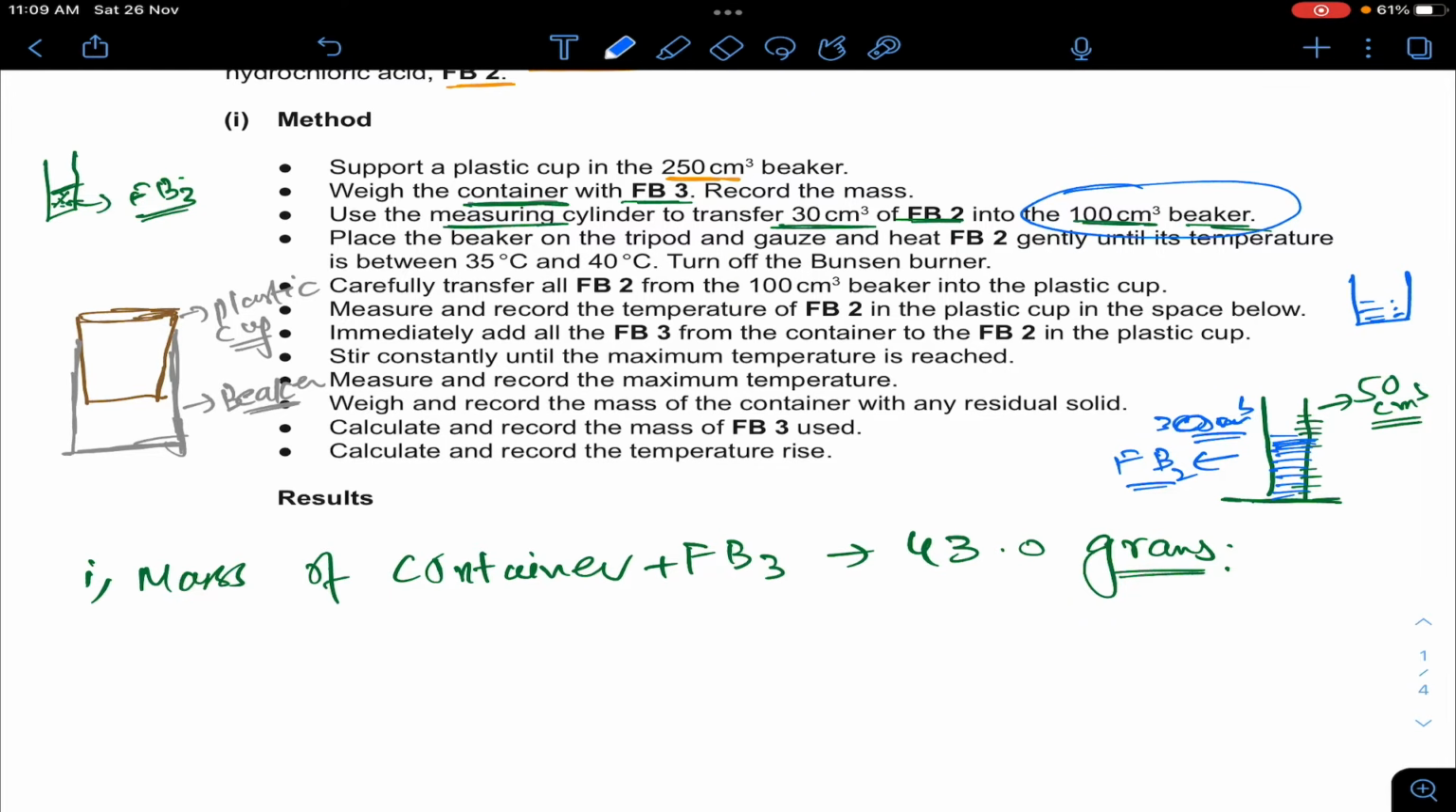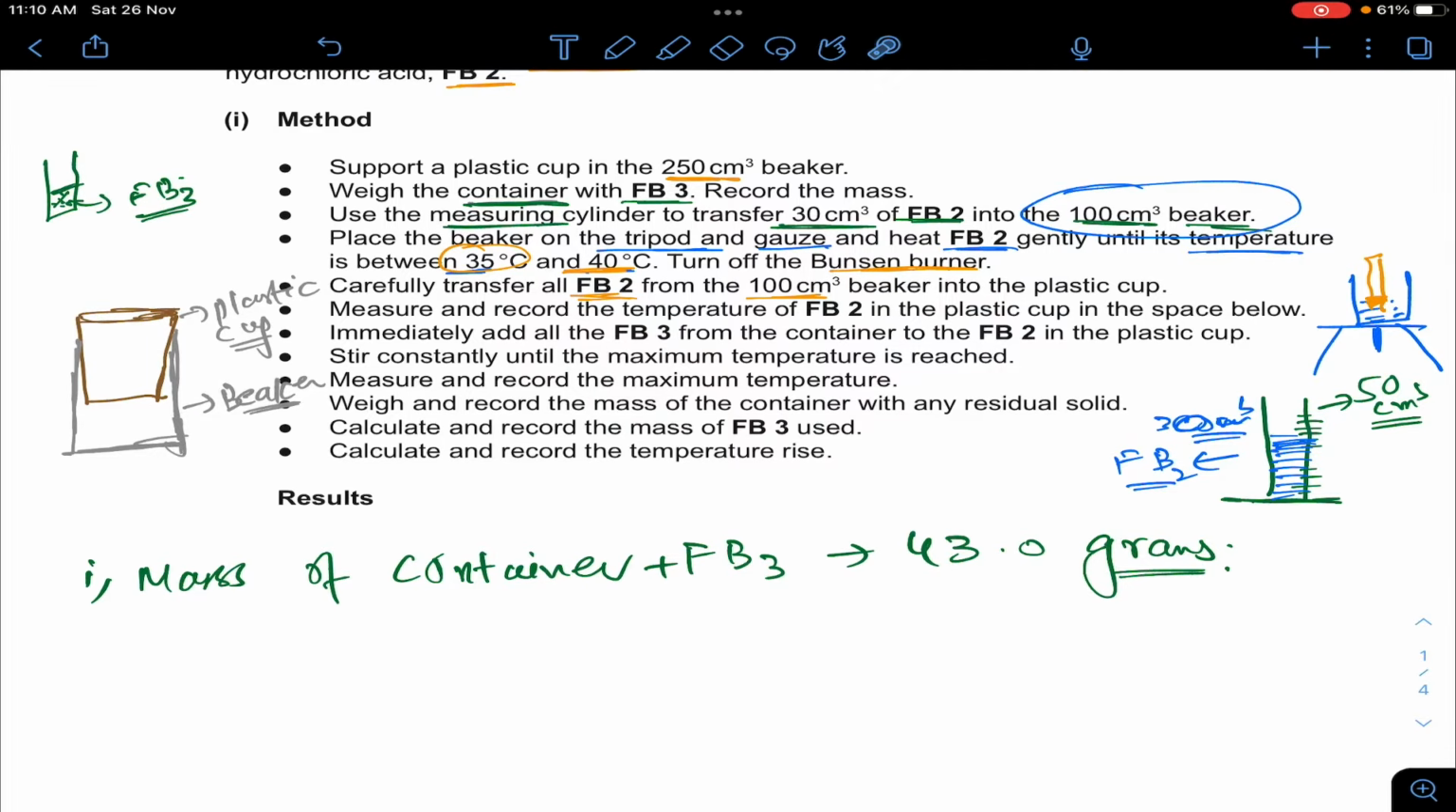All right, next what we have to do: place the beaker on the tripod and gauze and heat FB2 gently until its temperature is between 35 degrees and 40 degrees centigrade. So you would place this beaker on a tripod with a gauze on it, and we're going to heat, and we'll place a thermometer in the beaker to record the temperature. We have to heat it until the temperature rises between 35 and 40 degrees centigrade. Then turn off the Bunsen burner. Once the temperature is between 35 and 40 degrees centigrade, turn off the burner and carefully transfer all FB2 from the 100 cm cube beaker into the plastic cup.